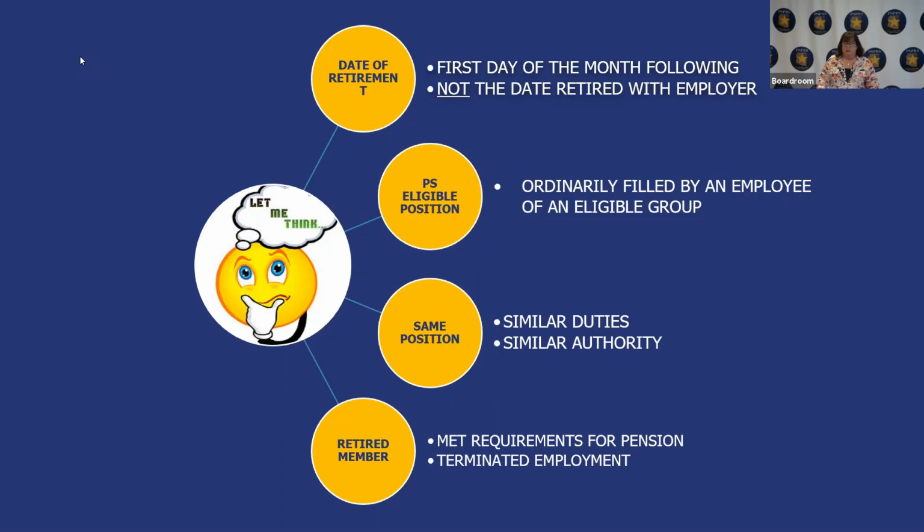Is the member or the retiree being hired into a public safety eligible position? If it's ordinarily filled by an employee of an eligible group. Again, employee and eligible group are defined under 38-842. So you can look there to see what we are talking about, public safety eligible position.